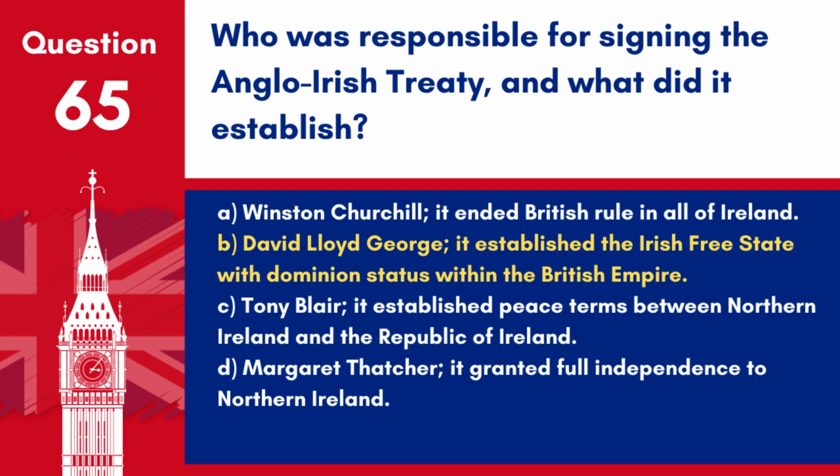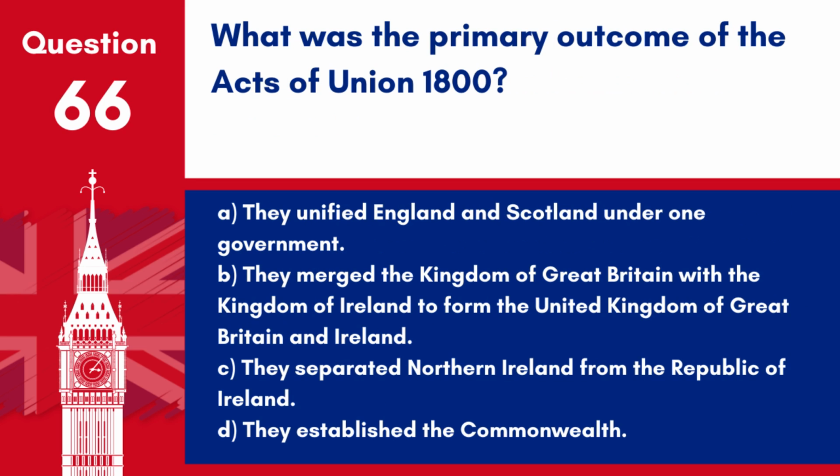Answer: B. David Lloyd George. It established the Irish Free State with dominion status within the British Empire. The Anglo-Irish Treaty was signed in 1921 by British Prime Minister David Lloyd George, creating the Irish Free State and ending the Irish War of Independence. Question 66. What was the primary outcome of the Acts of Union 1800?